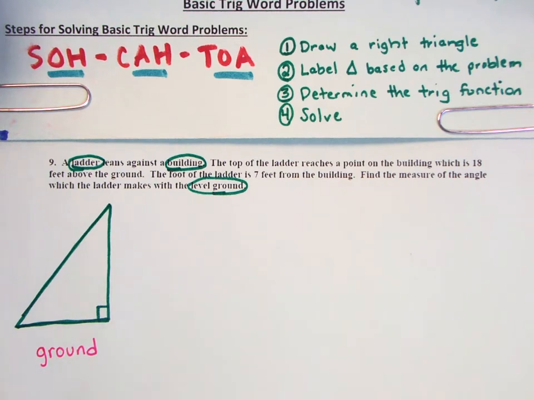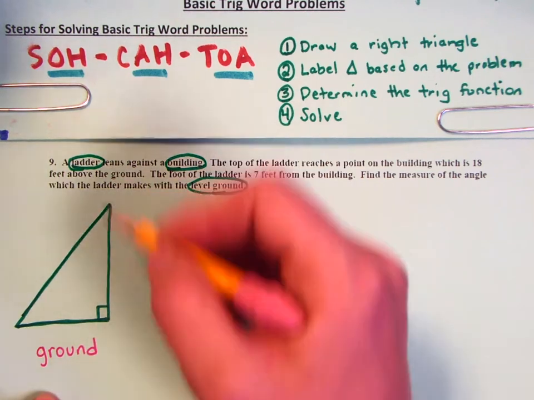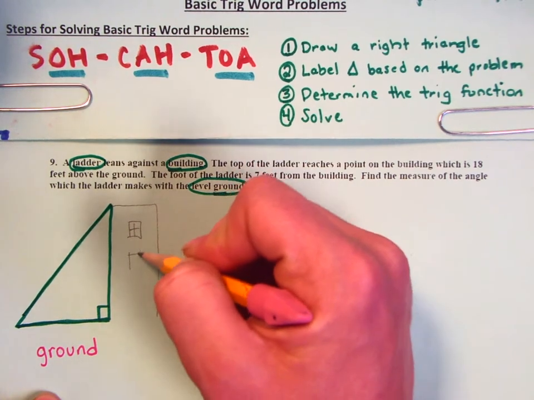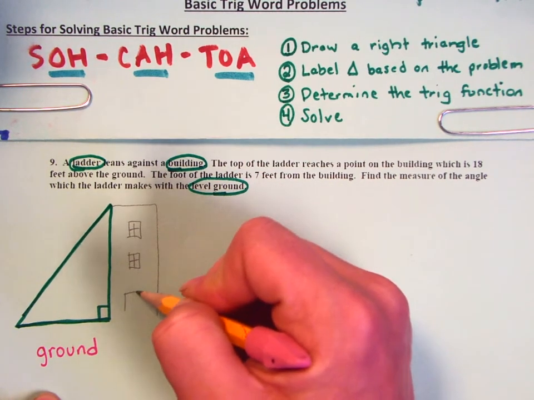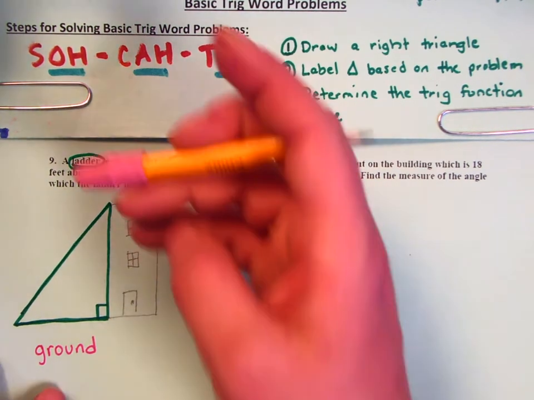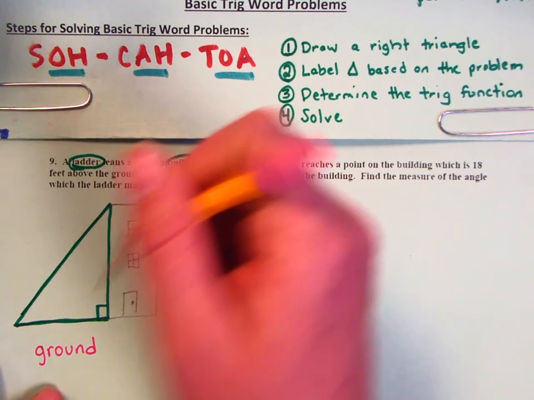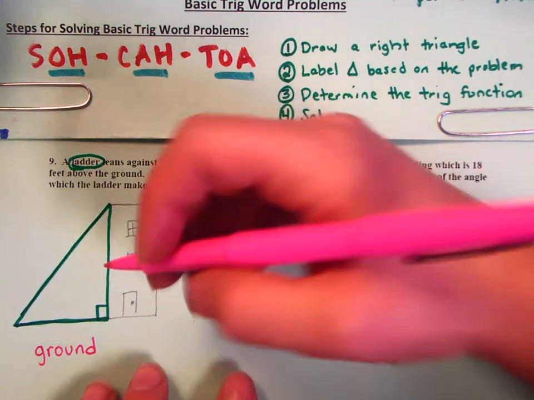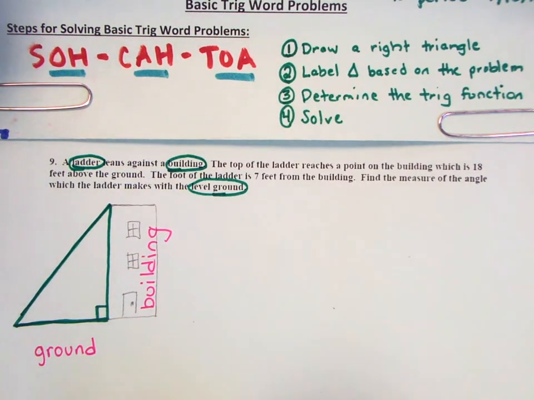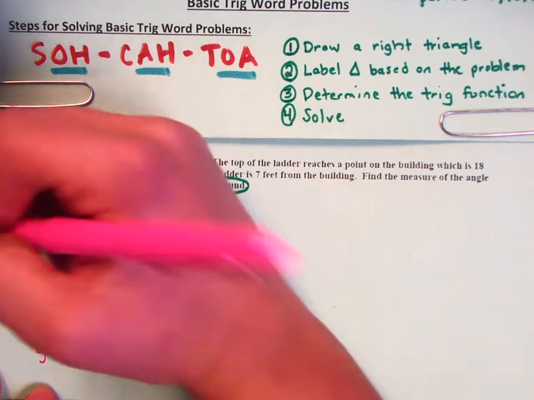Okay. The building. What does a building look like? Where does the building have to be? It has to be vertical. So we've got our building. You can draw a little building if you like. Okay, so we have our building. We need to label our building. That means our ladder is what side of the triangle? The hypotenuse.